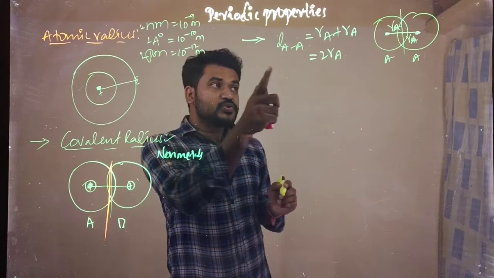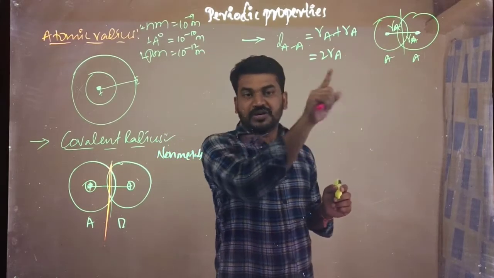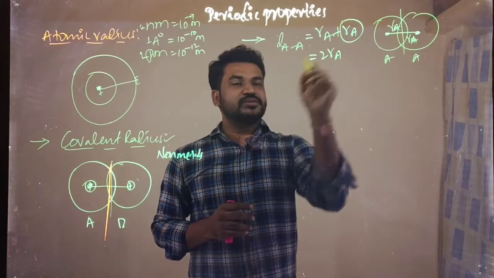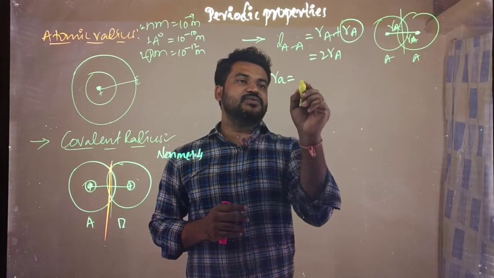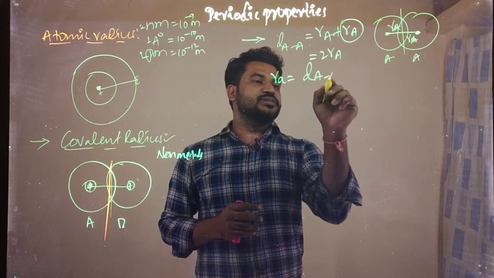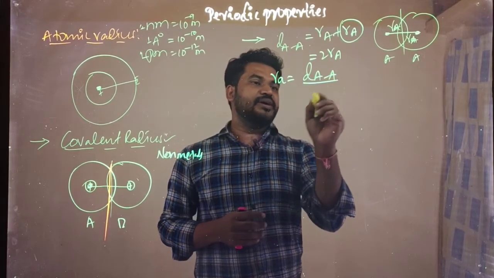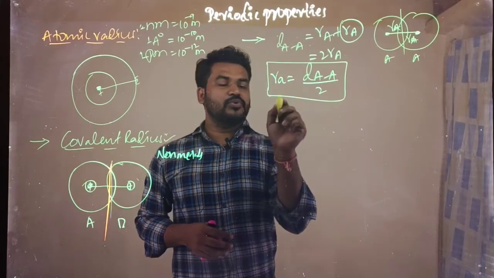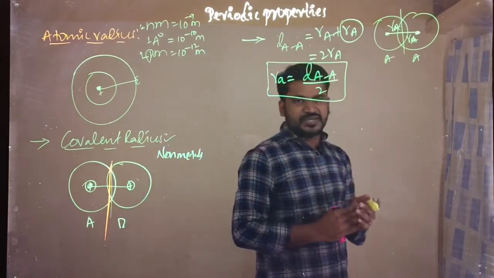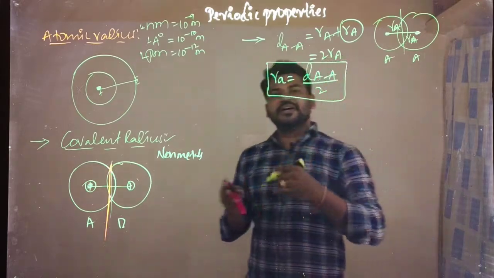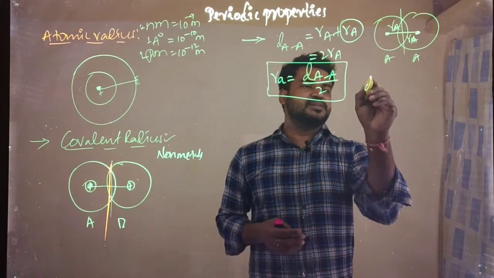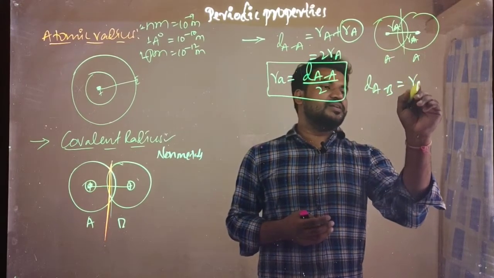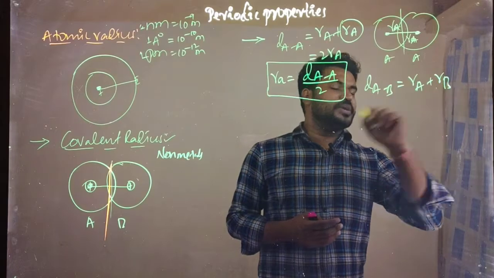2RA is the total distance between the two nuclei, but we want only half of the distance, no? So this is the half distance. We can write RA is equal to the total molecular distance, that is DAA by 2, right? This is for a homogeneous atom, that is a homogeneous molecule. If you take different atoms, say a DAB molecule, then you can say it as RA plus RB.